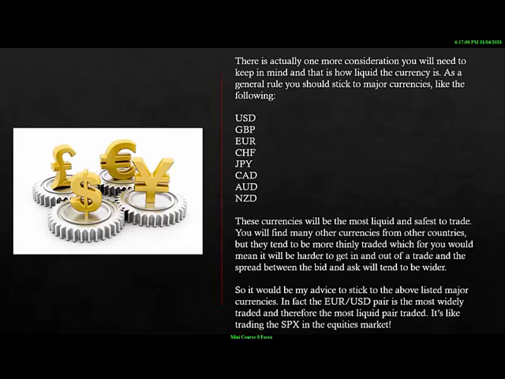And you will find many other currencies from other countries, but they tend to be more thinly traded, which for you would mean it would be harder to get in and out of a trade, and the spread between the bid and ask will tend to be wider. So it would be my advice to stick with the above listed major currencies. In fact, the euro-US dollar pair is the most widely traded and therefore the most liquid pair of all of them. Matter of fact, it's like trading the SPX in the equities market.